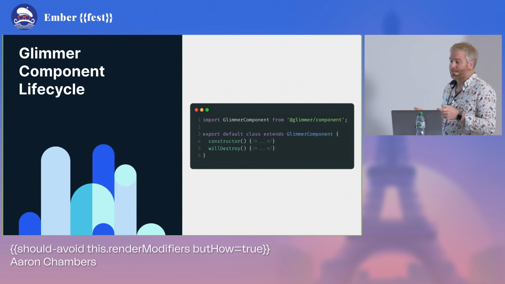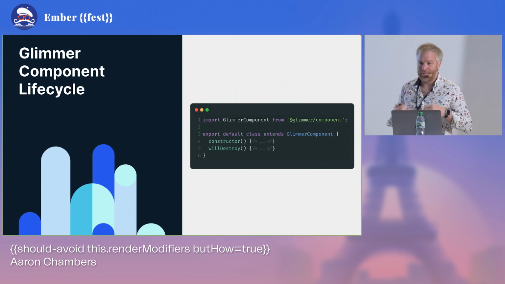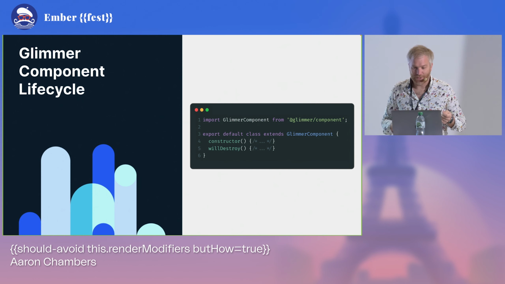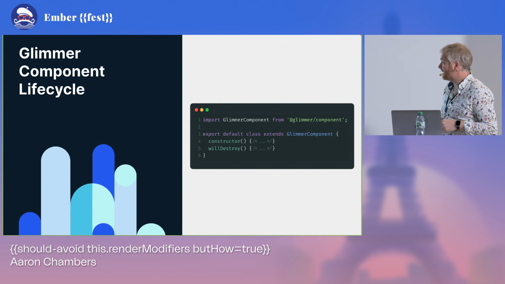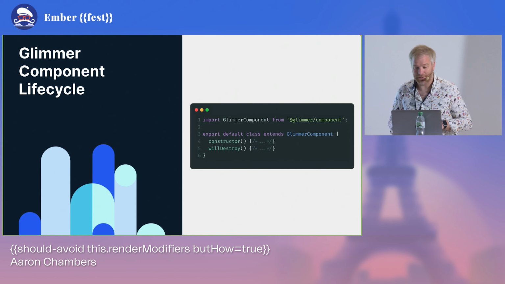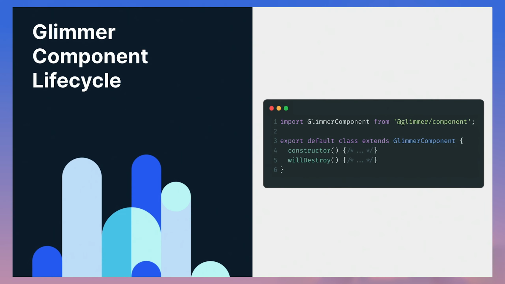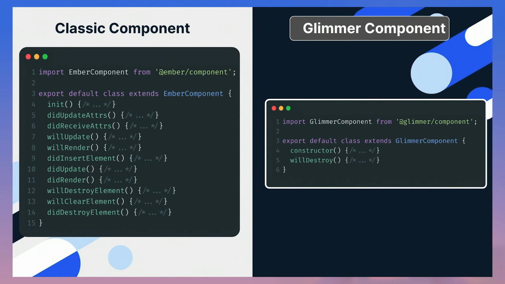Then enter Glimmer components, which have a much more simplified component model. There are no more numerous lifecycle hooks. We just have willDestroy, and then the constructor. It's just the JavaScript constructor. So the paradigm shifted quite a lot here. We're no longer thinking in terms of component lifecycles. And the gap becomes clear.